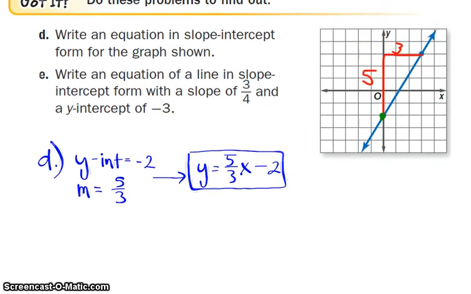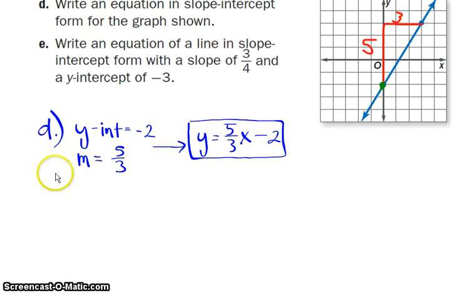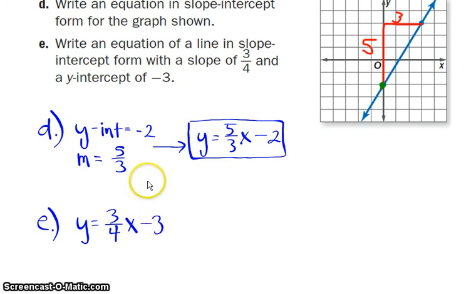Okay. Now let's look at E. Write an equation of the line in slope-intercept form with a slope of 3/4 and a y-intercept of 3. So we'll start off y equals mx. M is our slope, and we know our slope is 3/4. So mx plus our y-intercept. So we got -3 because it's a -3.